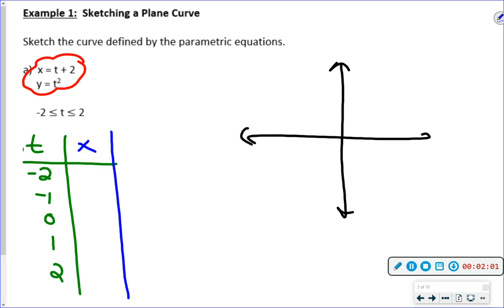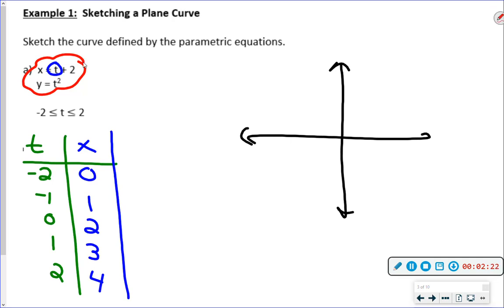So I'm looking at my x equation. I'm just going to mental math it. I'm going to put -2 in here for t. -2 plus 2. -1 plus 2. 0 plus 2. 1 plus 2. 2 plus 2. A little mental math. Very exciting stuff, I'm aware.